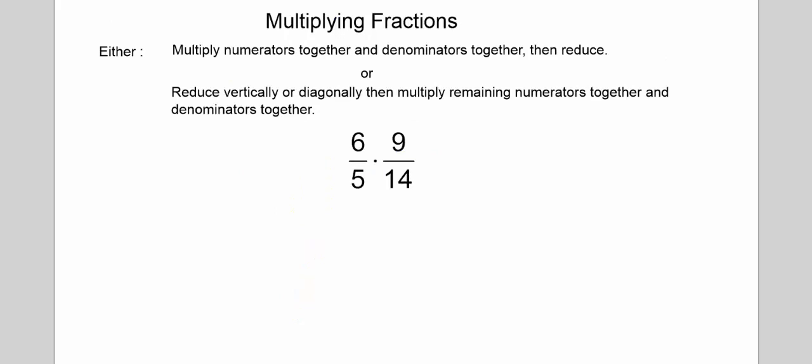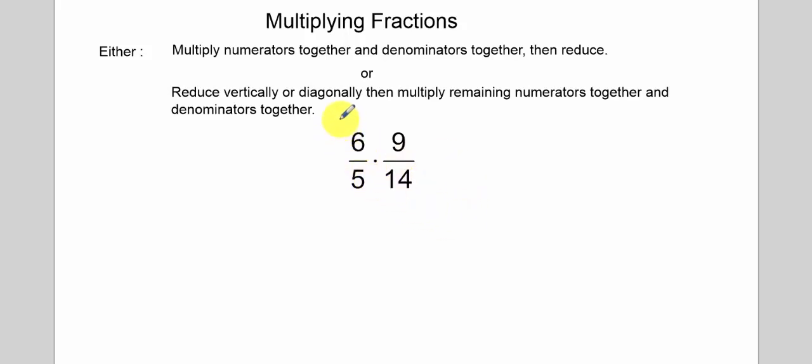So for multiplying, there's a couple different ways to think about this. You can multiply the numerators by the numerators and the denominators by the denominators. You can, and then reduce after you're done. We always want things in lowest terms. Or you can take and reduce off the bat. But when reducing, you may only reduce vertically or diagonally, never horizontally. So in order to reduce, you're looking to reduce like factors.